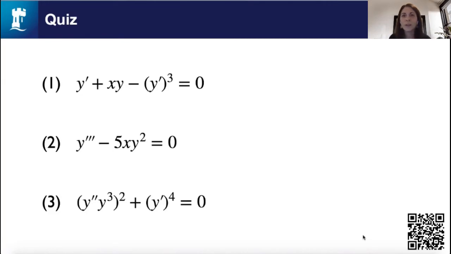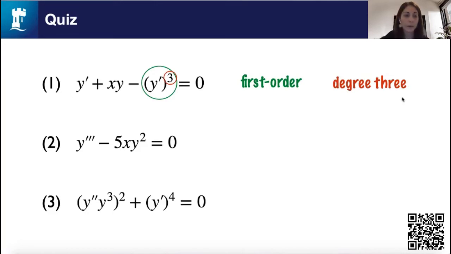Okay, I hope that you have had the chance to answer the questions of this quiz. Now let's look at the answers. So the first ODE we have here, we need to find its order. We see that the highest derivative that appears in this ODE is the first derivative, so it's a first order. And this is raised to the power of 3, so the degree is 3.